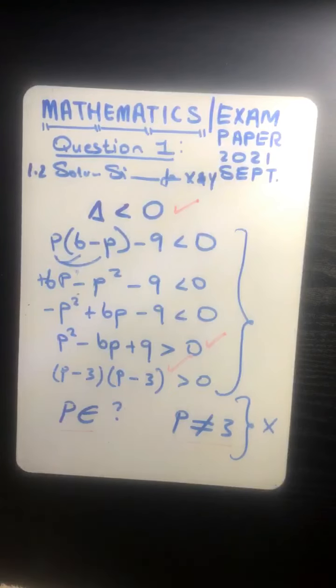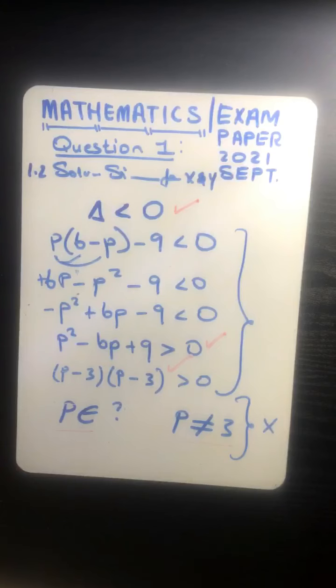Yes, Lerato. So maybe there at the end it's going to be P is greater than 3 or P is less than 3. Either between those two. So you're saying it's either P is greater than 3 or P is less than 3. That's what you say, ne? Yes.